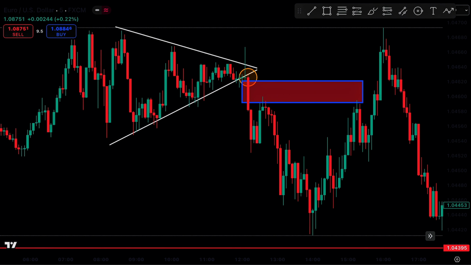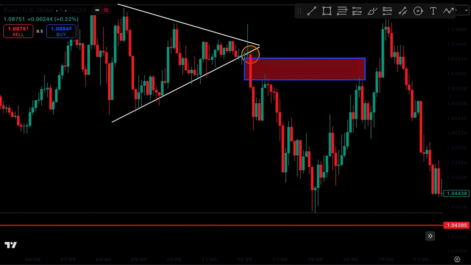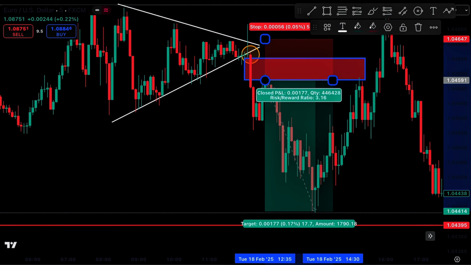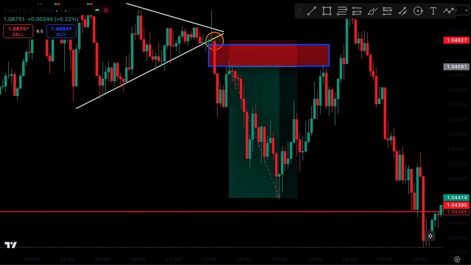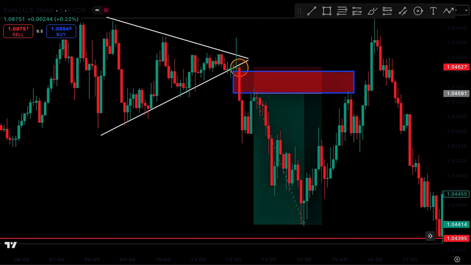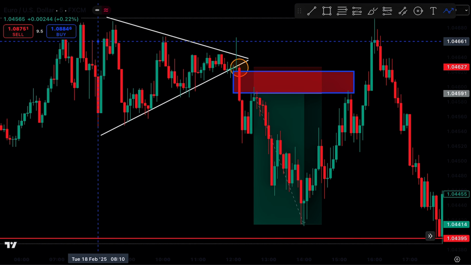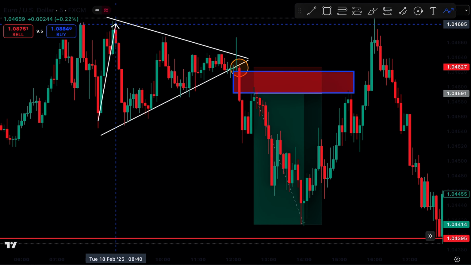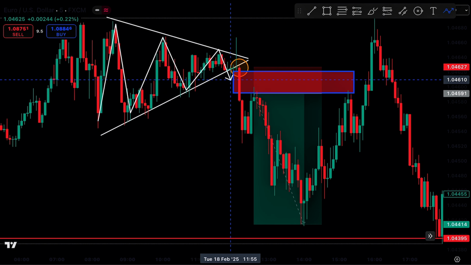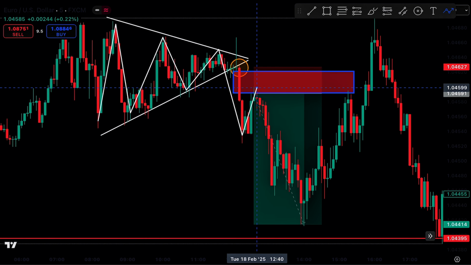And here we have the FVG. This is the entry point. Here is the stop loss. And this is our target profit. This is why patience and smart money concepts give you an edge over the market.